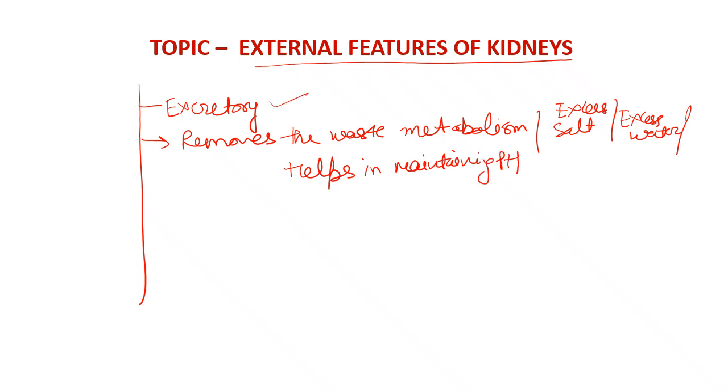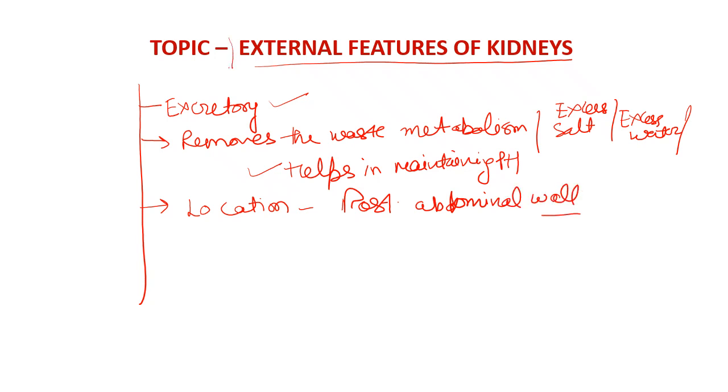This is a general introduction about the kidney. If we look at the location, this is an organ of the posterior abdominal wall. So today's topic is external features of the kidney.